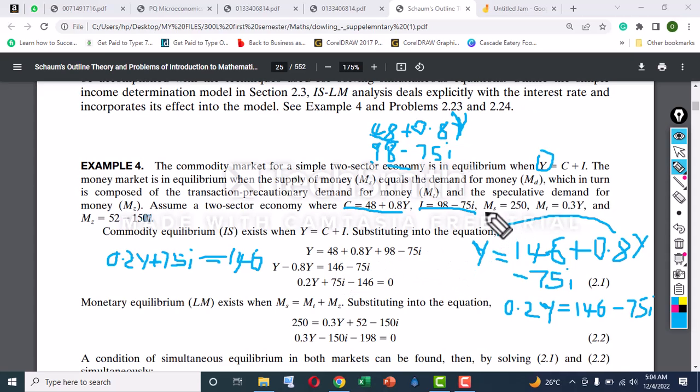Then go to the second equation, which is the money supply. So money supply must be equal to money demand. Money supply is very direct, 250. That's our money supply, which must be equal to our money demand. What's our money demand? The addition of MT and MZ. MT is 0.3y, and MZ is 52 minus 150i. So you just add that: plus 52 minus 150i.